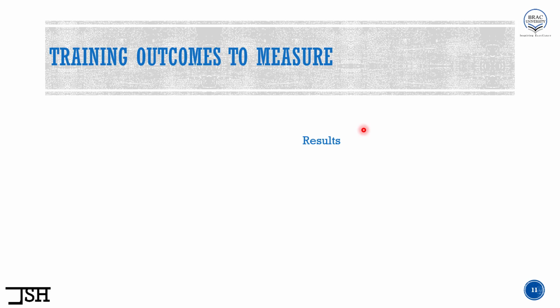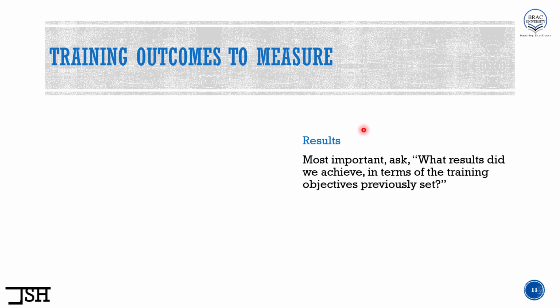This one is very easy. So as the name suggests, in this stage, we ask what results did we achieve in terms of the training objectives previously set. So here we ask, did we achieve the result of the training? So simply speaking, we measure the result of the training. And at the same time, we also measure whether this training has led to better result for the organization.